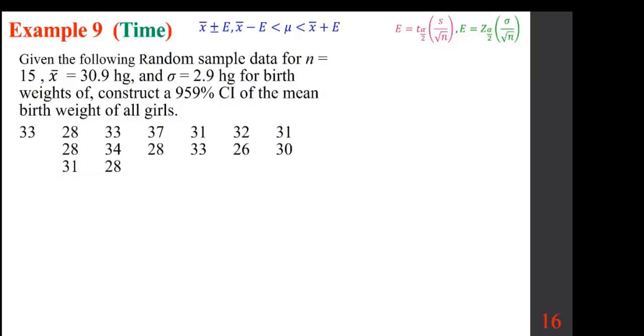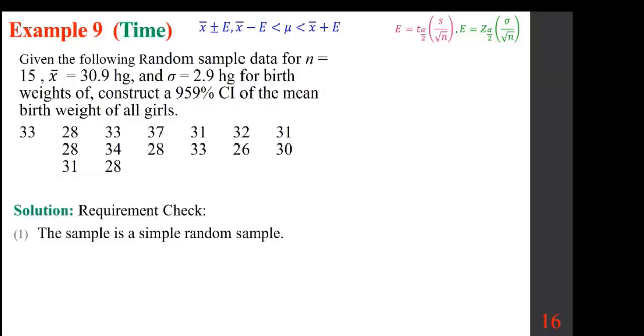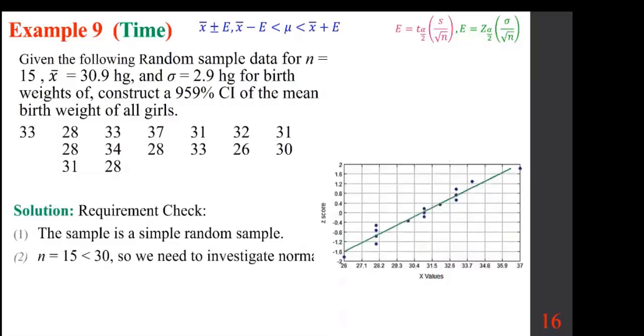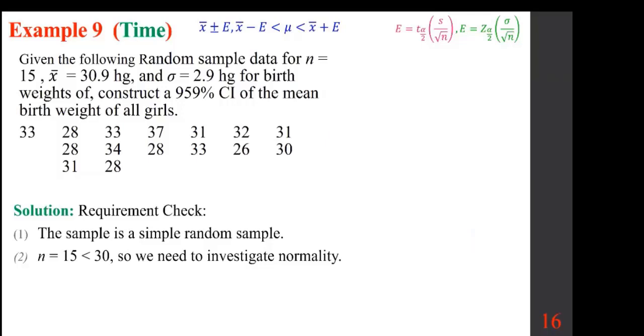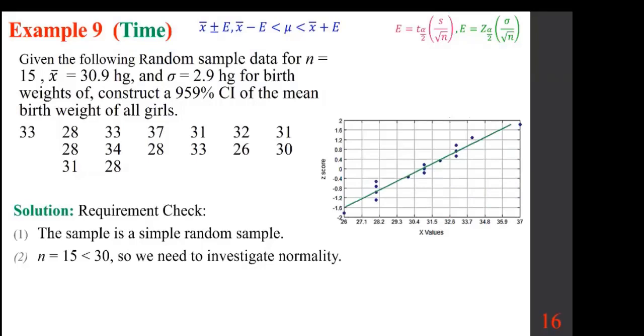So at the very least, you've seen that. With that being the case, you basically check the normality. You look at the requirements: simple random sample, n must be larger than 30, and it's not. So you have to investigate normality. I'm not going to go over that. We've seen this before. Remember, the X and the Y value is the Z-score. And because it's almost normally distributed, then you can use the formula.